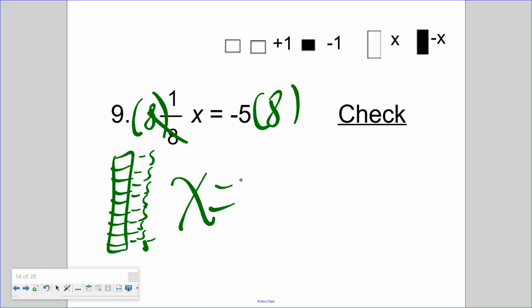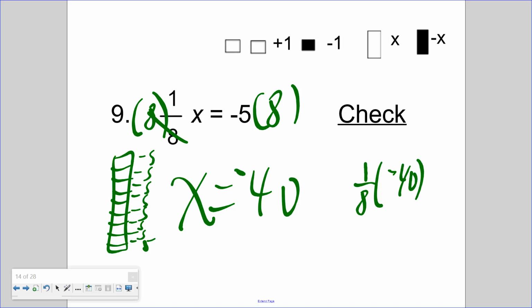That's a lot of negatives. 5 times 8 is 40. Opposite, -40. Let's check our work to see that it is correct. I substitute the x with -40. -40 times 1/8 is -5. Check mark.